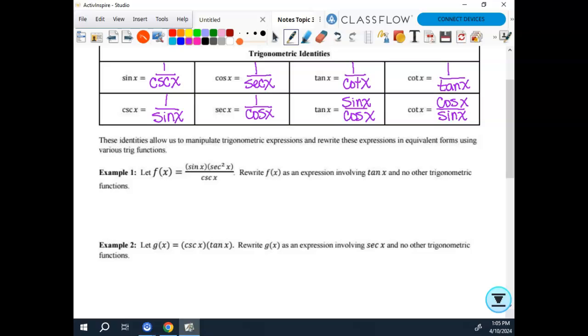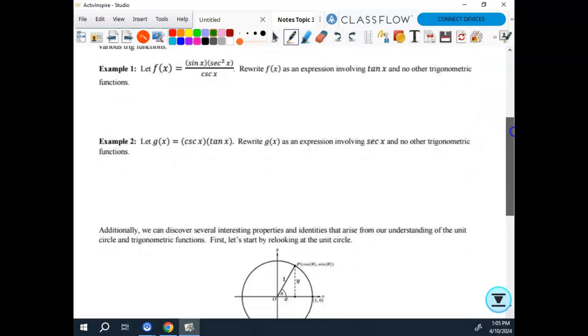Perfect. All right, so what we can do with these is we can manipulate things so again they look different but they have the same value or they mean the same thing. So this first one says we're going to let f of x be this function. We're going to rewrite it as an expression involving tangent x and no other trigonometric functions. So there's a couple ways to go about this, but we're going to kind of baby step our way through this so that we don't get all mixed up in this. I'm going to take this fraction and I'm going to rewrite it so it's just not like one big fraction. Here's what I mean by that.